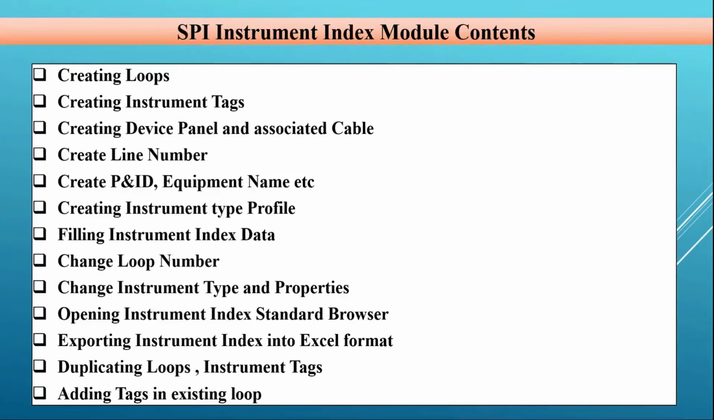Creating loops, creating instrument tags, creating device panels and associated cables, creating line numbers, PNID and equipment names etc., creating instrument types and their profiles, filling instrument index data, changing loop numbers, changing instrument types and their properties, opening the instrument index standard browser, exporting the instrument index into Excel format, and duplicating loops or instrument tags and adding tags in an existing loop.